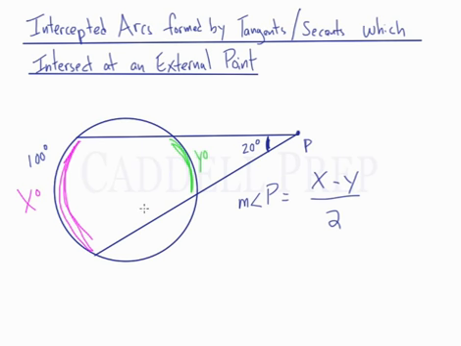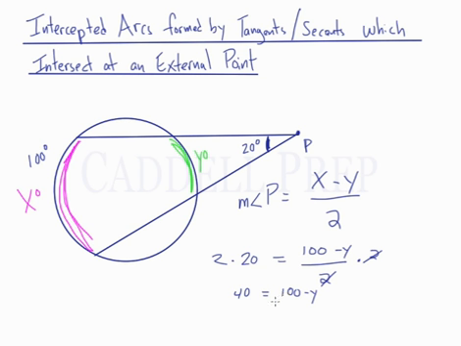Let's look at another example. We have that the large arc measures 100 degrees, the smaller arc is missing, and angle P is 20 degrees. So we have 20 equals 100 minus y over 2. To solve for y, first thing we could do is multiply both sides by 2. So now we have 40 equals 100 minus y.